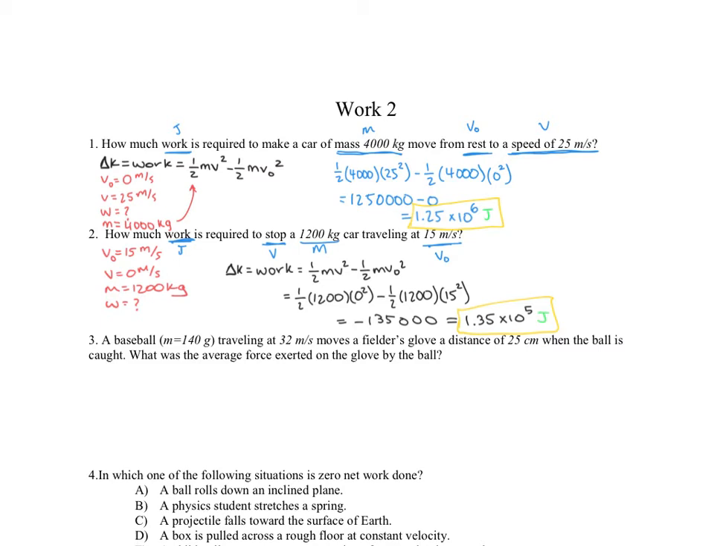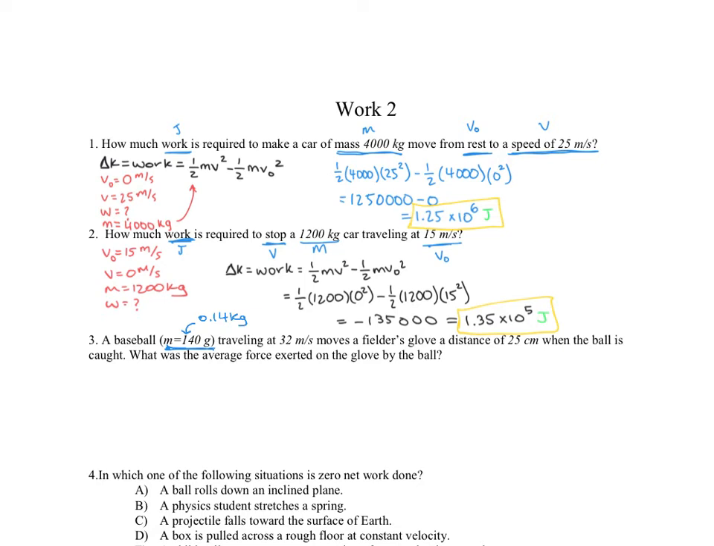So our important information here is mass, a baseball of mass 140 grams. Now that's important, but that's in the wrong units. In physics, we're going to use kilograms. So this will become 0.14 kg.